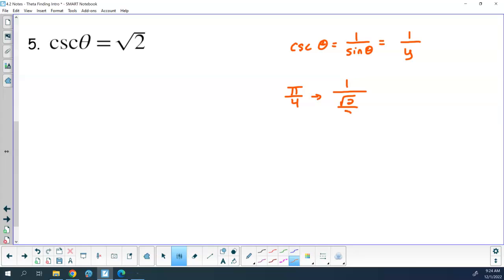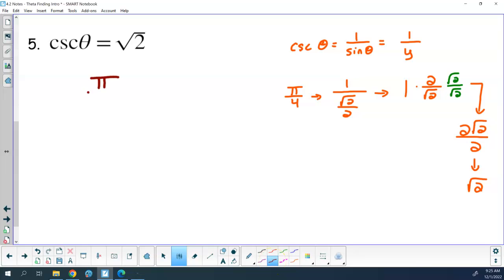1 over square root of 2 over 2. Rationalize the denominator. On top, I've got 2 square roots of 2. On the bottom, I've got 2. Which then just becomes square root of 2. So this would be pi over 4. Questions on that?